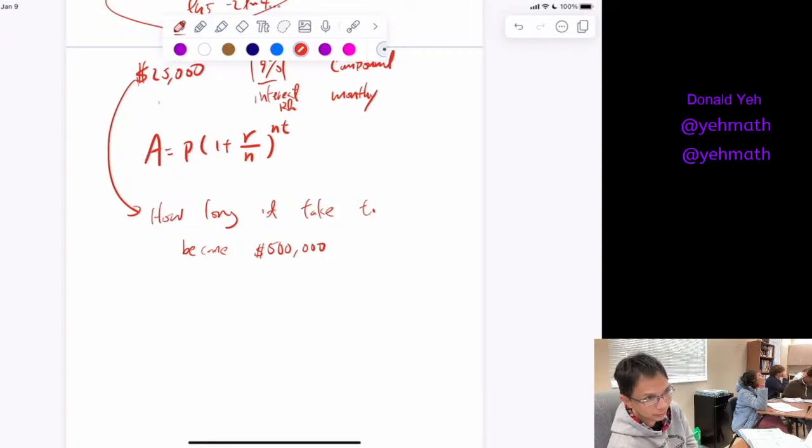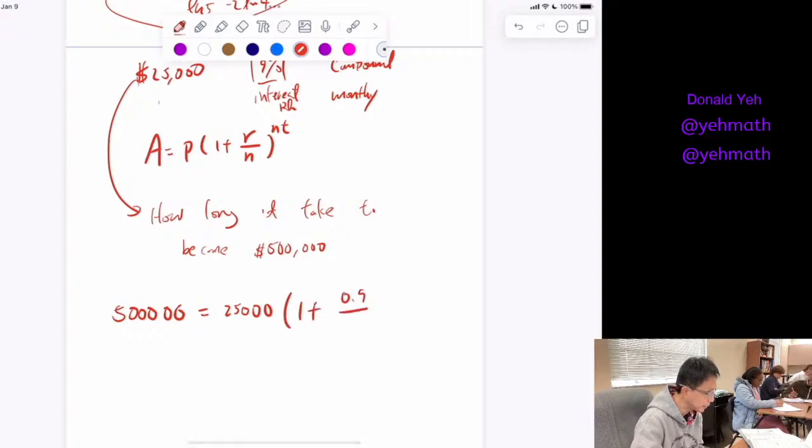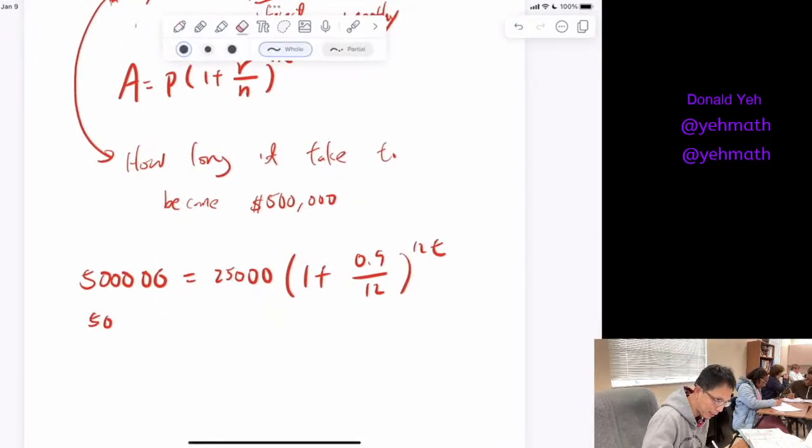Times of x, that's what we're trying to solve, and then plug in $500,000. Plug in 500,000 as what? Yeah, that's great. That is your future value, right? What's your initial value? 25,000. So it seems like this is a lot. It seems impossible, but it is possible. And I'm going to plug in everything: 1 plus 0.09 over 12, to the power of 12t. We're not going to use the calculator yet, but we're going to start isolating the parentheses. Usually the goal is to isolate the parentheses. So we're going to divide by 25,000 on both sides. Does that make sense?